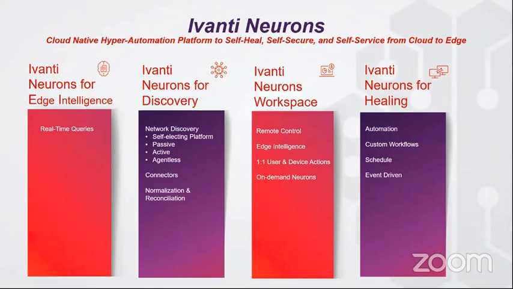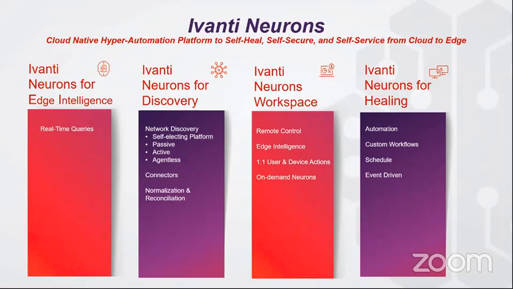Neurons is essentially broken down into 4 modules you can see on the screen right now. Firstly, we have Neurons for Edge Intelligence. This provides analysts with live data to rapidly identify the cause of an incident. We also have Neurons for Discovery. This provides a comprehensive tool at pulling in data from numerous sources into a single view, which are exposed in the Ivanti Service Manager CMDB. We also have Neurons Workspace, which allows analysts to take actions on the endpoints in question in a safe but powerful way to resolve incidents.